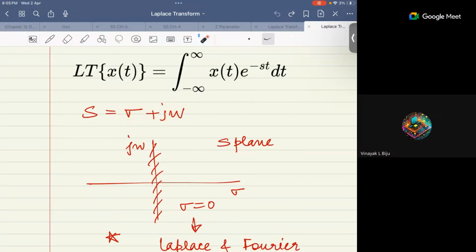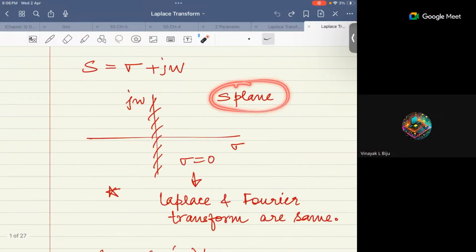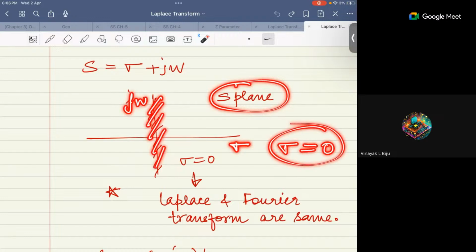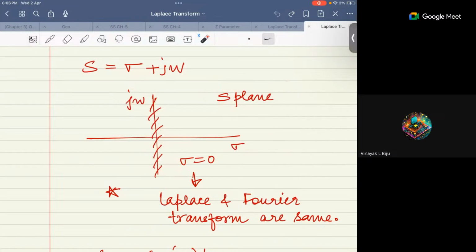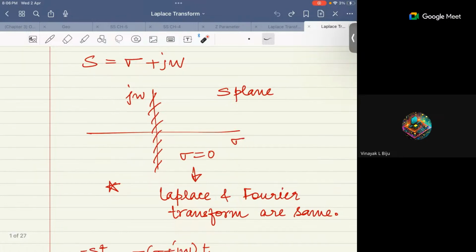When you were dealing with the Fourier transform, the sigma basically was zero, right? If you have an S plane, it has sigma on the x-axis and j omega on the y-axis. Whenever sigma is equal to zero, that means this is totally the y-axis, where sigma is equal to zero. That generally represents your Fourier transform itself. So whenever you put sigma equal to zero for any signal that you want to take to the S domain, the Laplace and the Fourier transform will basically be the same.